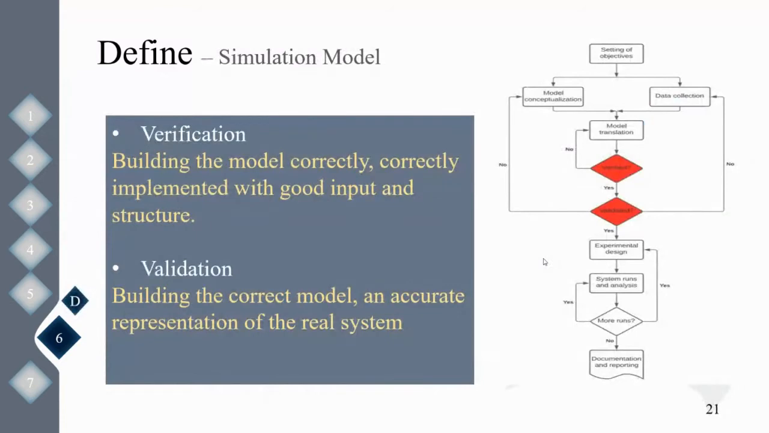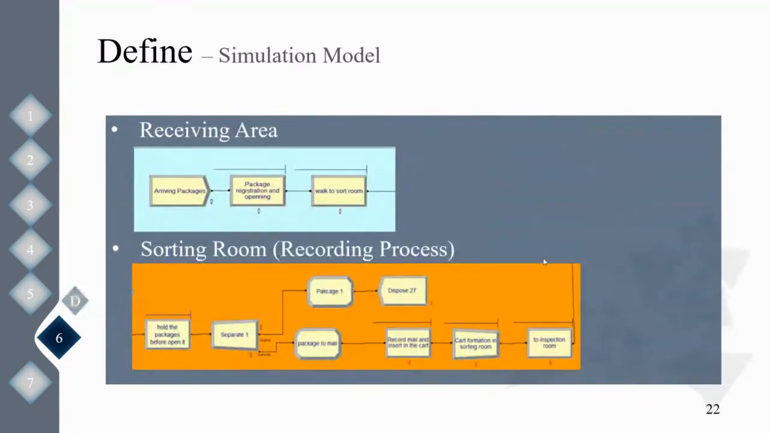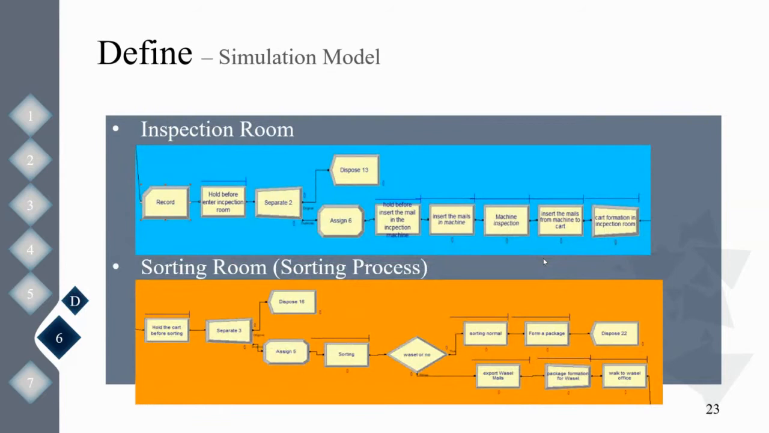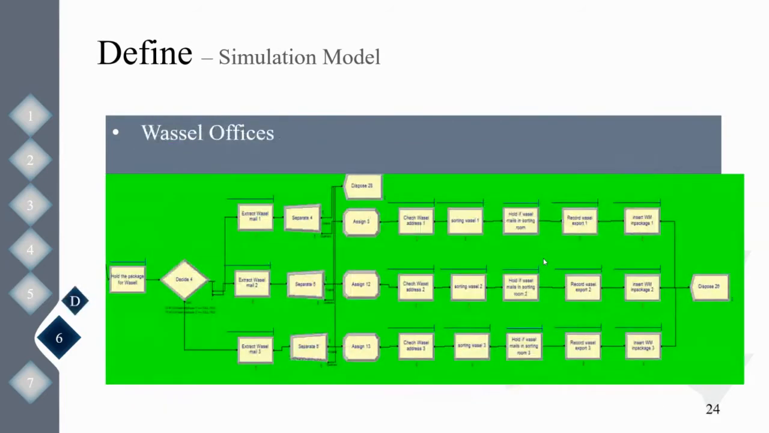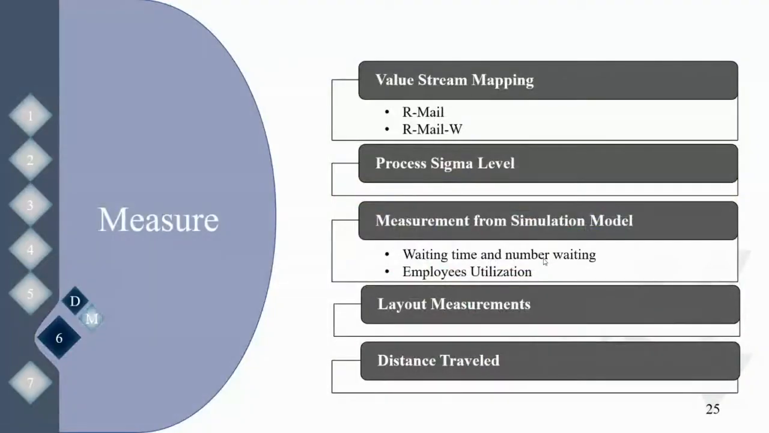Next, we have the simulation model. We have the verification and validation. And after that, the simulation model is separated for each room. Firstly, we have the receiving area, and after that, we have the sorting area. And next comes the inspection room. And after that comes the sorting room for mails with WASL address or without WASL address. And lastly, we have the process for mails with WASL address. And now my colleague Khalid will continue.